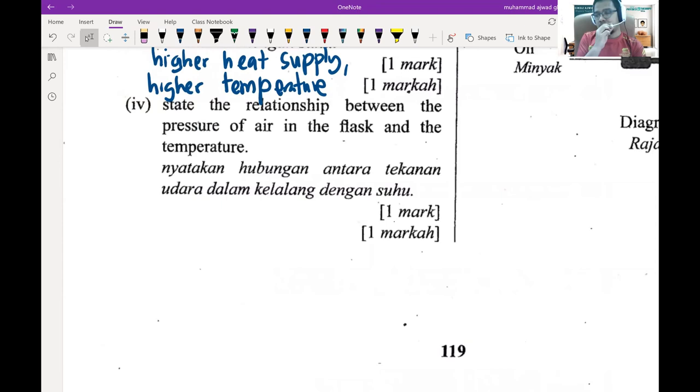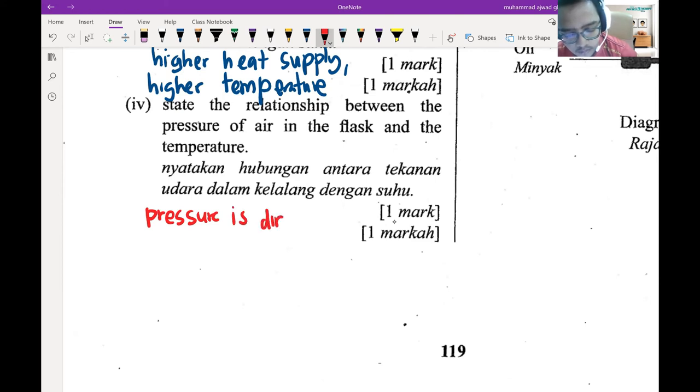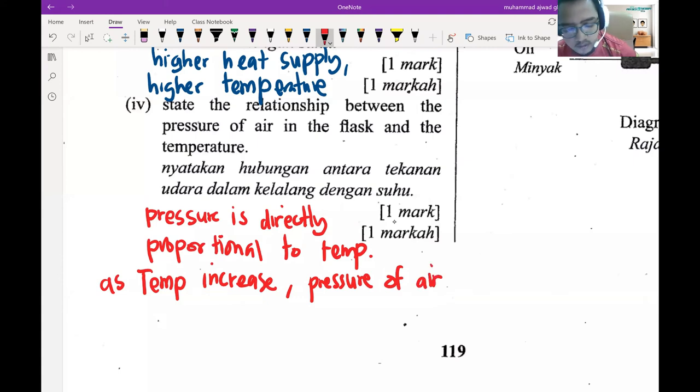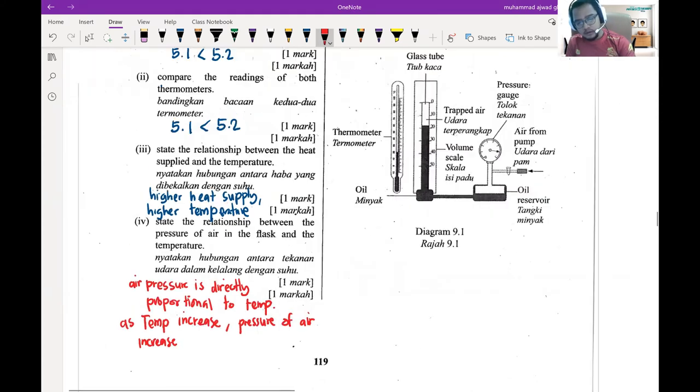State relationship between the pressure and the temperature. So kita boleh juga tulis macam ni. Pressure is directly proportional to temperature. Oh, boleh tulis macam ni. As temperature increase, pressure of air increase. Pun boleh juga. Okay. Right. So setakat ni ada soalan? Tak ada. Okay. Next one.